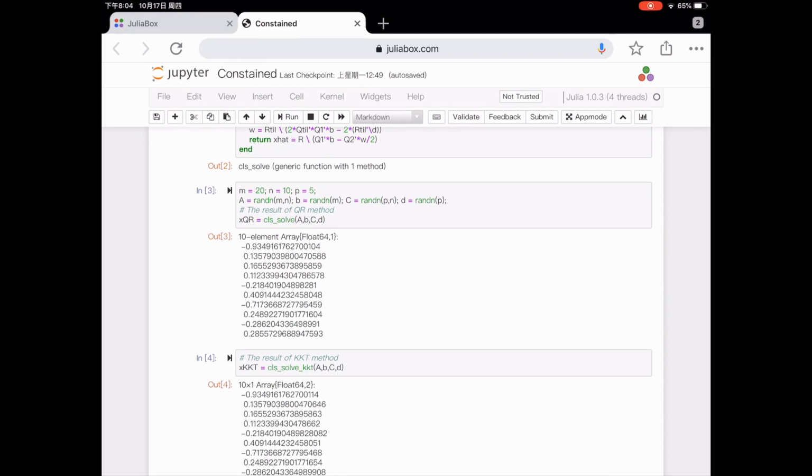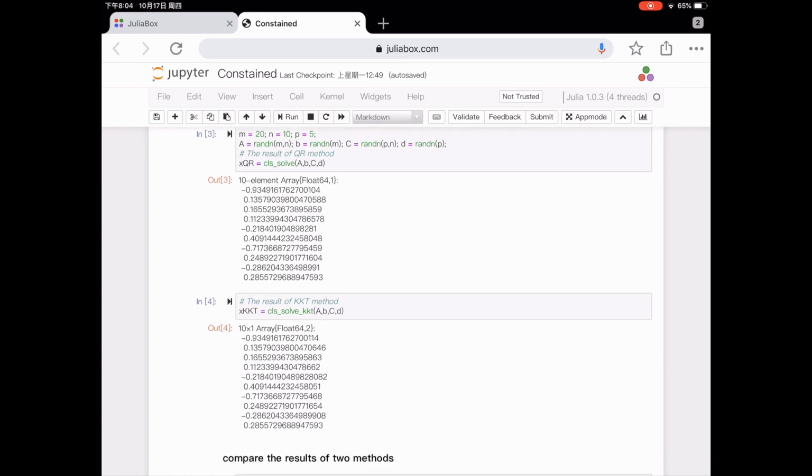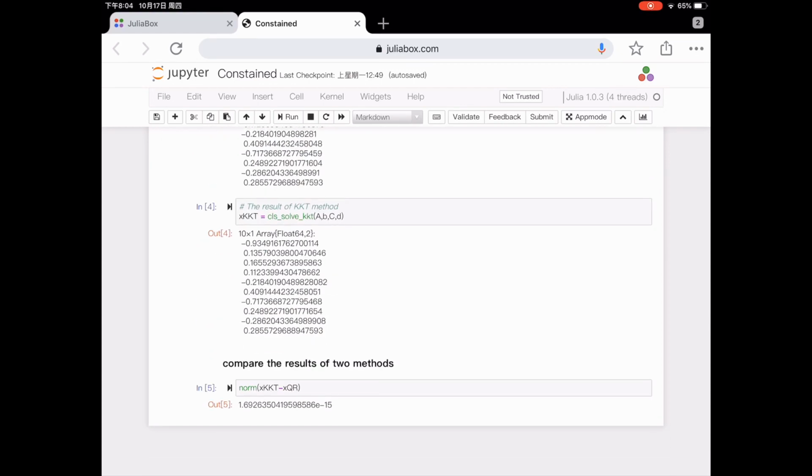Implementing the information we need from the question above and running these functions, we can get the x hat from each method. When we compare these two results, we find that the norm of the difference is 0, which means they are almost the same.